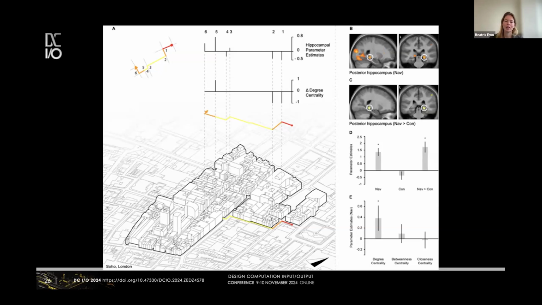So it starts off red, and then the subsequent segment is less connected, so it goes down to orange, and then this segment is again less connected, so it goes to yellow, and then the connectivity increases at the end, so the route color changes back to orange. And if you look at this graph here, which is degree centrality, you can see it starts at 0 and it goes down, down, up. And we found the same pattern in the activation of the hippocampus, so down, down, up. And we found that only for the condition when participants were navigating, and not when they were just watching a video and did not have to make any navigational decisions.